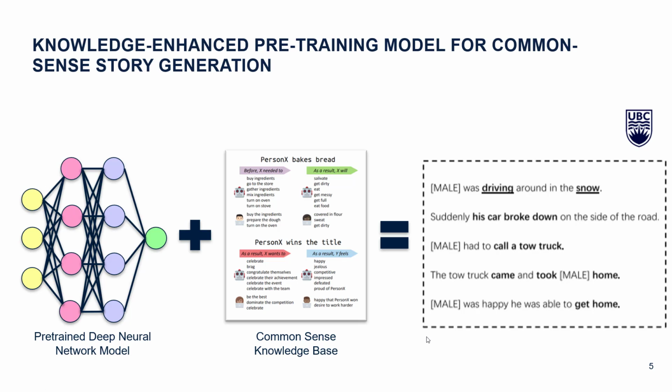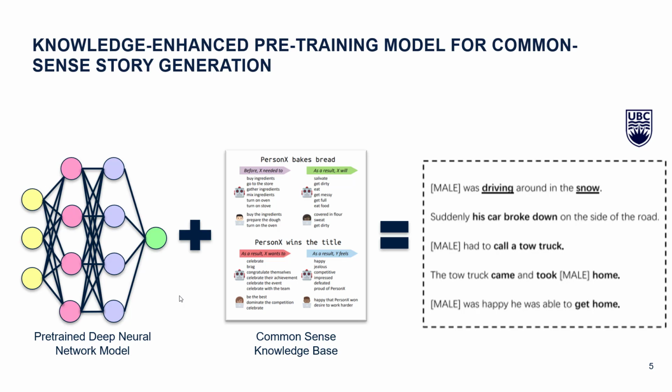The researchers of this paper used a pre-trained deep learning model along with common sense knowledge systems and inputs with limited context to generate the stories. The reason that the researchers chose this model is that this method of story generation has not yet been thoroughly investigated.